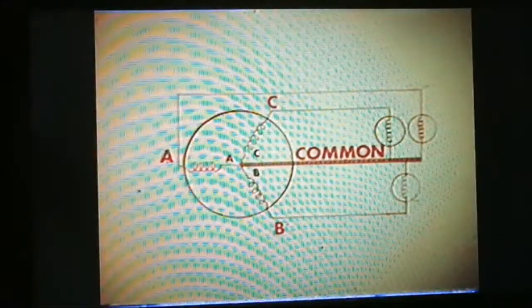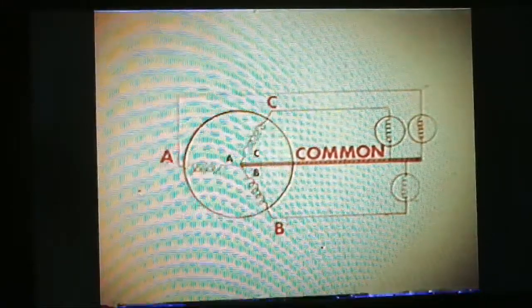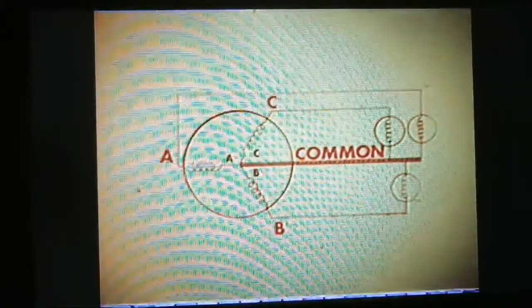Generator coil ends are labeled for each separate circuit. Notice that small A, B, and C wires all return from the load to the generator together at the generator. This is referred to as a common, neutral, or ground wire.